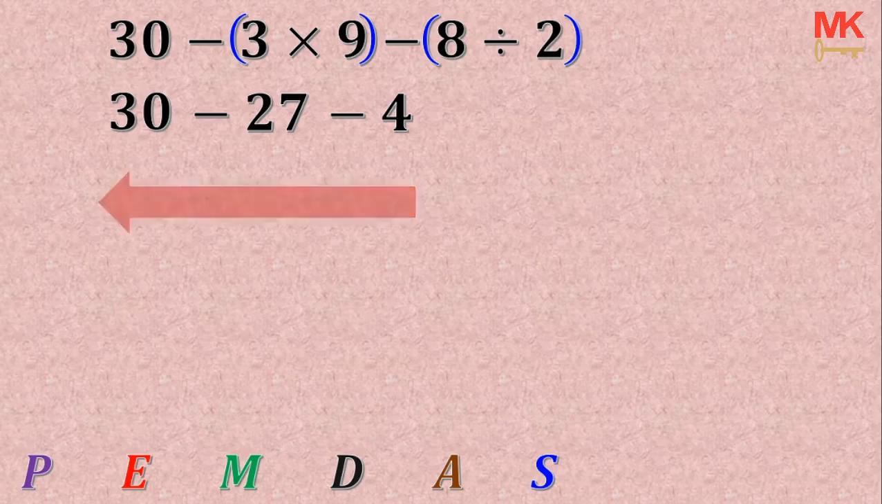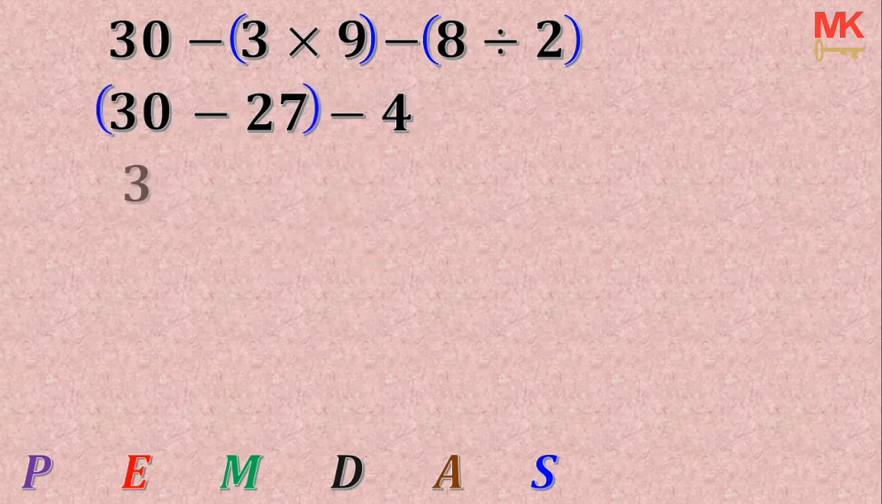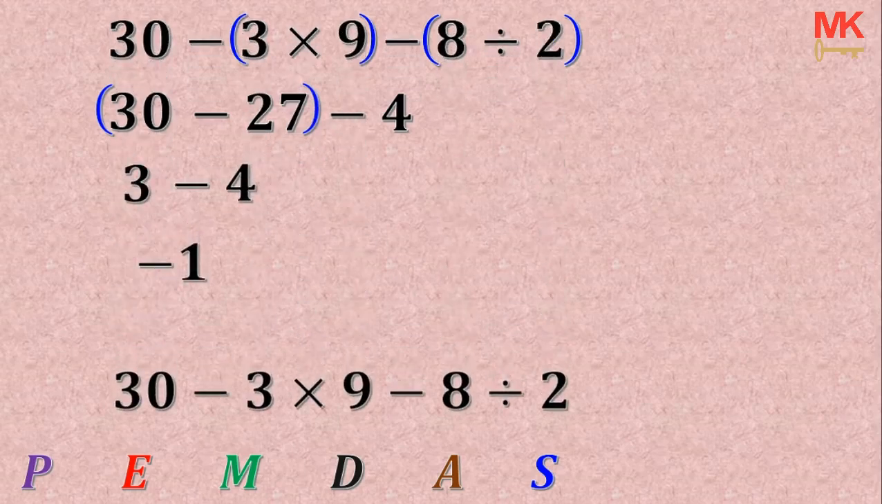For example, taking the 27 and the 4 together will definitely give us a wrong result. So what we'll do is to start with the 30 and the 27, and that gives us 3 minus 4, which in turn gives us negative 1. So our original expression has an equivalent value of minus 1. This is how simple it is.